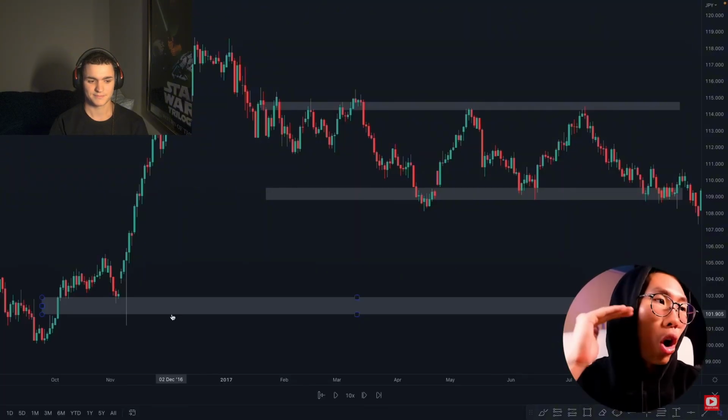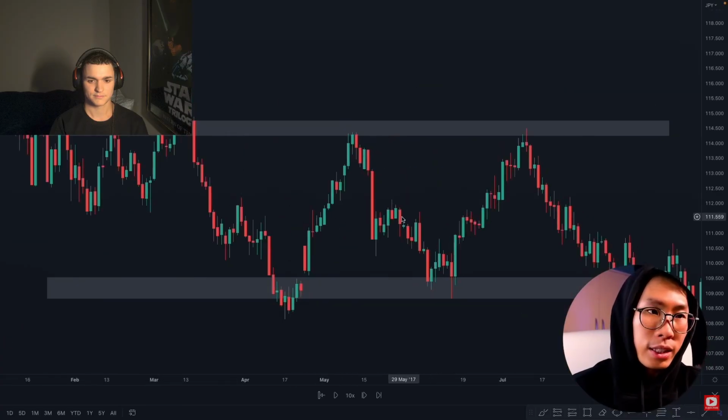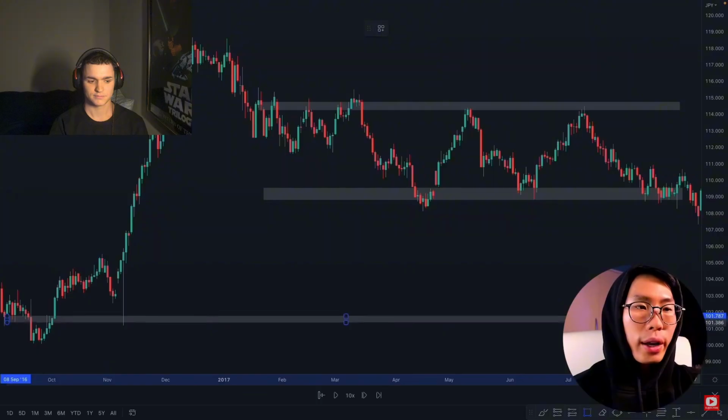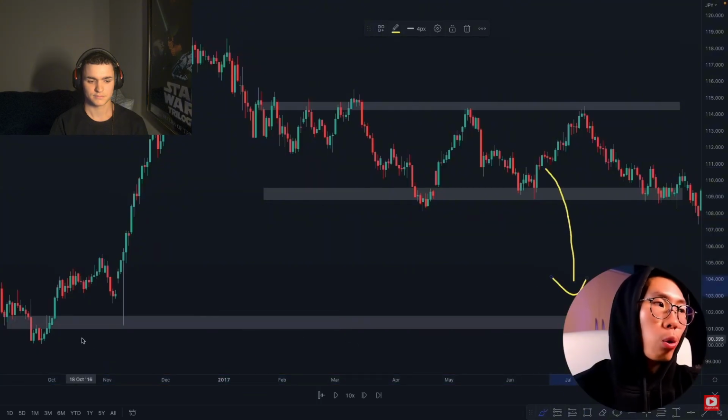I really want you to focus on where price is right now. Focus on drawing the most recent key levels like this. The only time I will draw this support level right here is when price breaks through this support level and it's going down. Then that is when I will draw this support level.